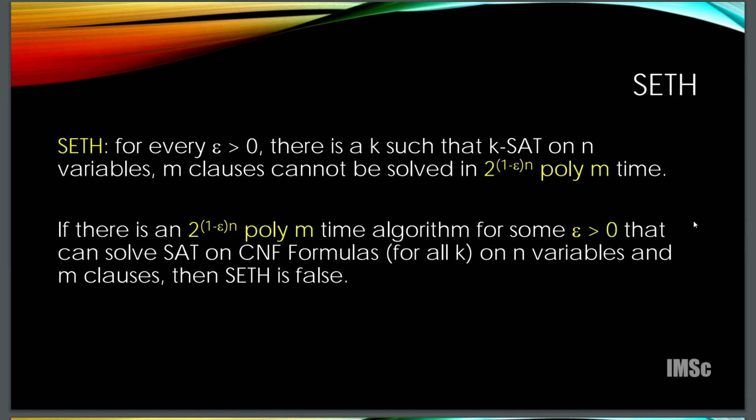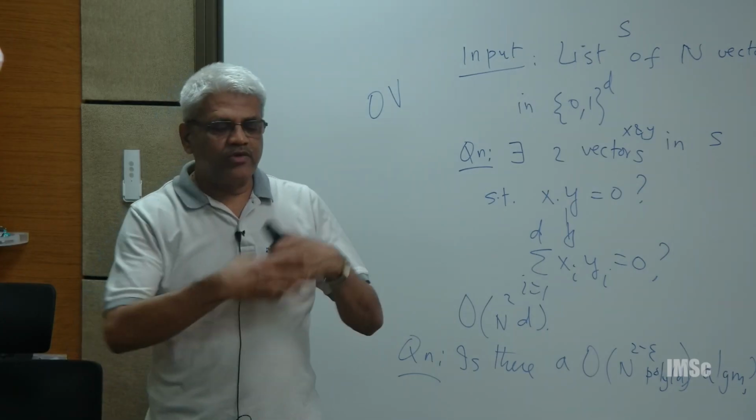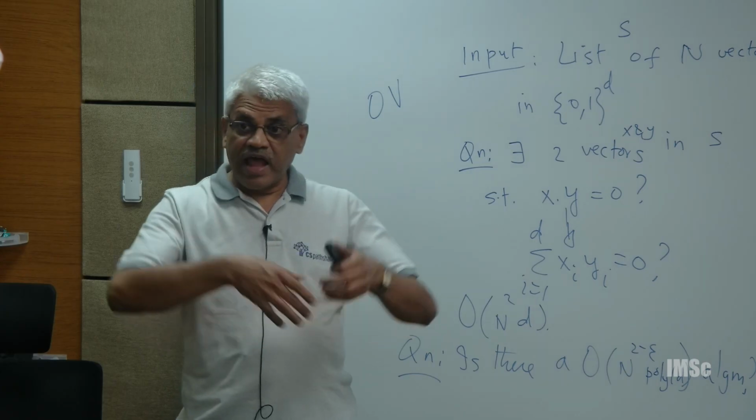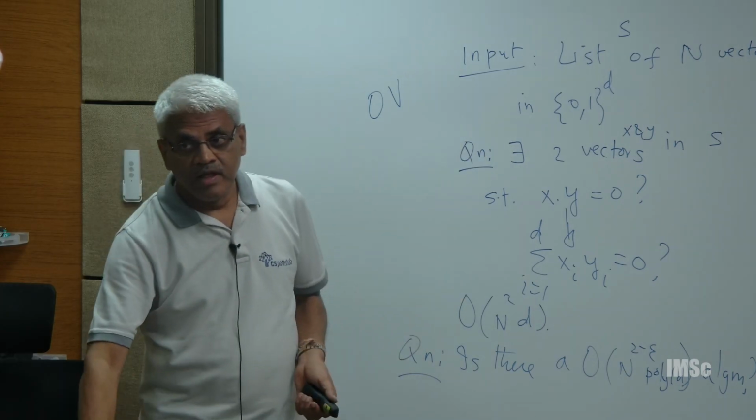Now let me get on to one reduction. In NP complete reductions, the reductions were taking polynomial time. We said if you solve this in polynomial time, you can solve that in polynomial time, because the reduction was polynomial time. But here we are trying to say something else. So you will see that reductions will actually take a lot of time, but that is okay.